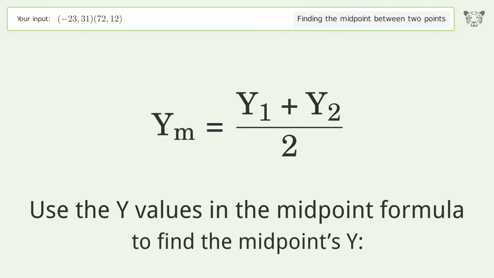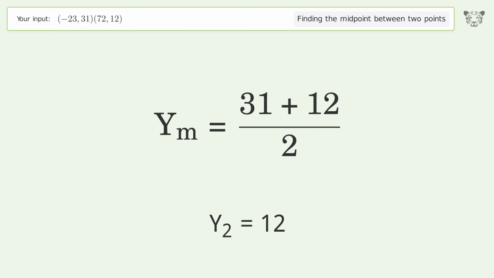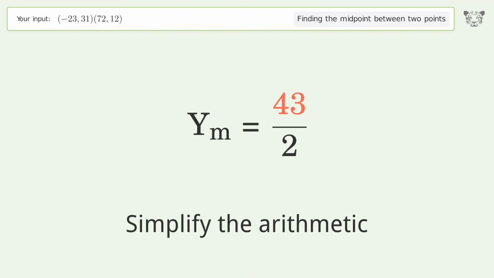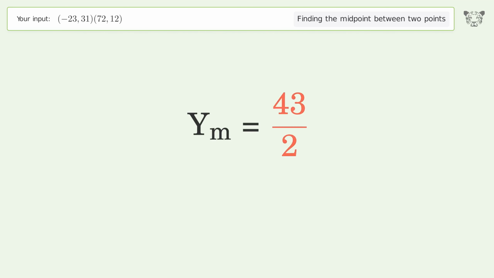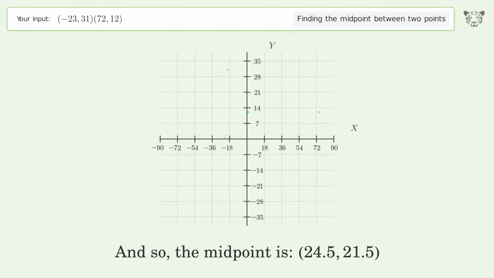Use the y values in the midpoint formula to find the midpoints y. y1 equals 31. y2 equals 12. Simplify the arithmetic. And so, the midpoint is 24.5, 21.5.